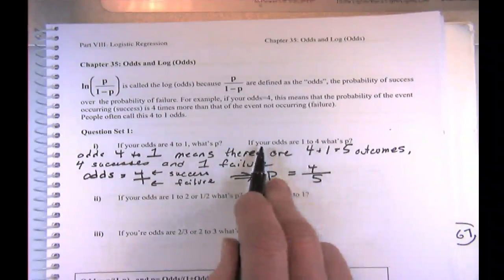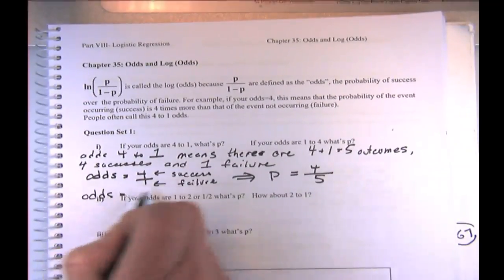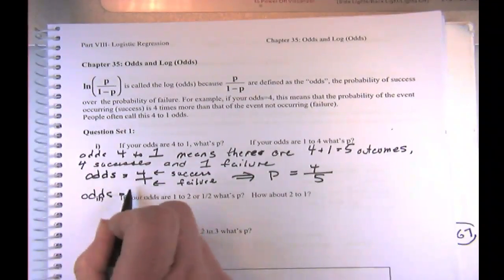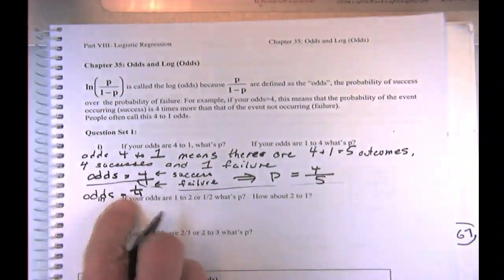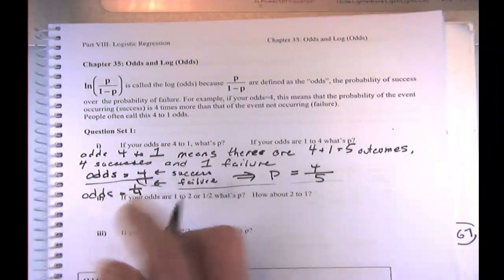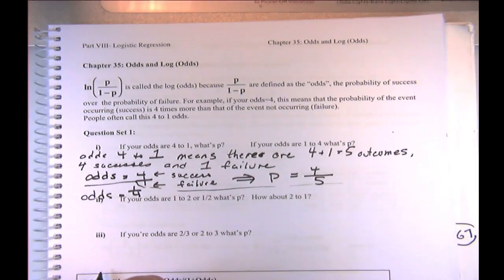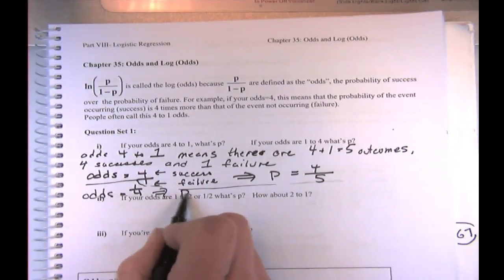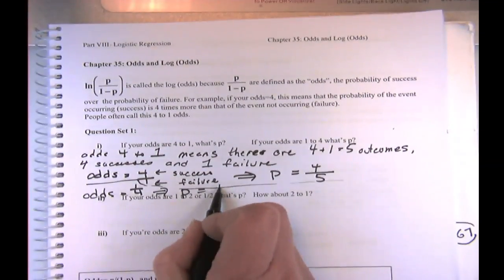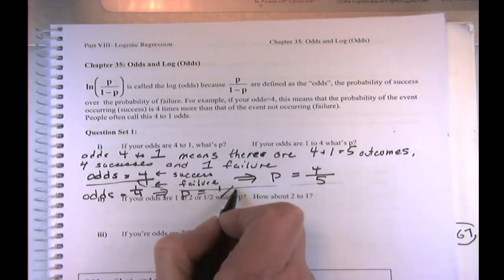What if you have 1 to 4 odds? What's p? Let's do that. What if your odds are equal to 1 to 4? I'm going to just draw this like this. Well, what if that? Then what does it mean? It means 1 success over 4 failures, right? Doesn't it? 1 to 4? I see blank faces. So wouldn't that mean, what would your probability be? One success over what? How many outcomes total? 5. So it would be 1/5.